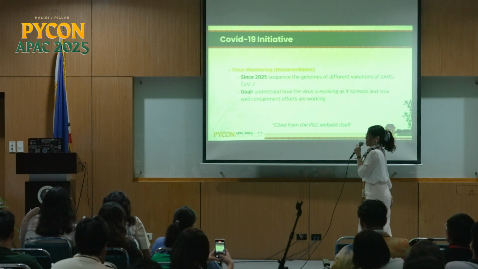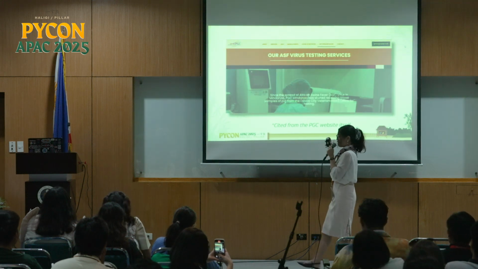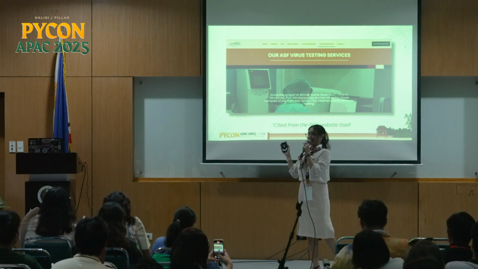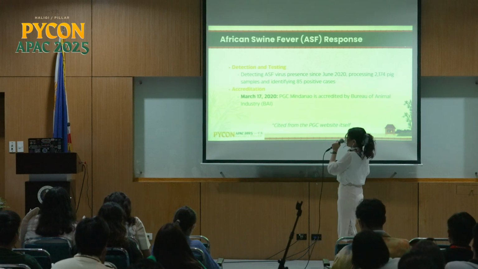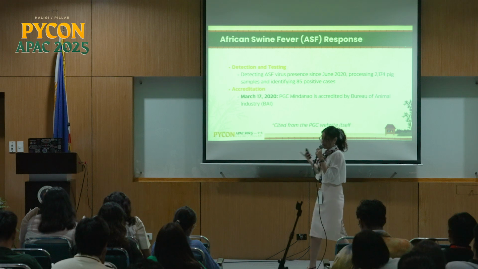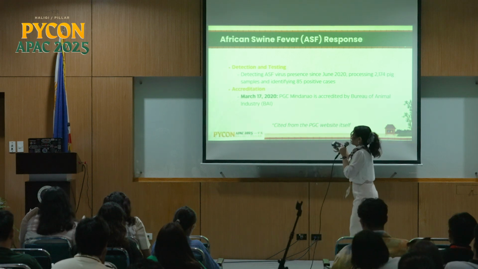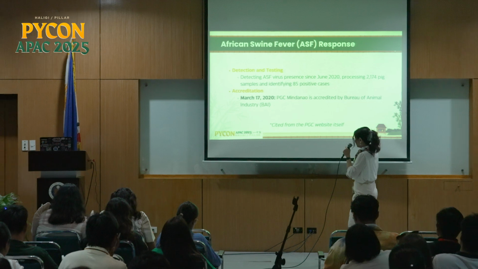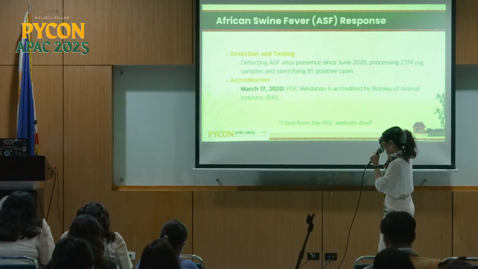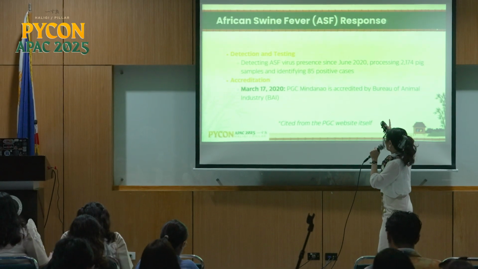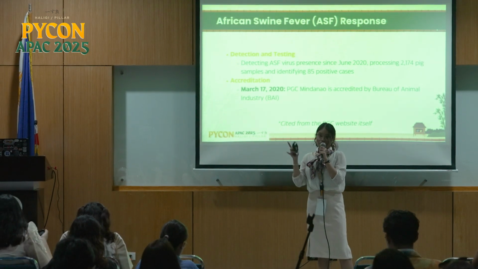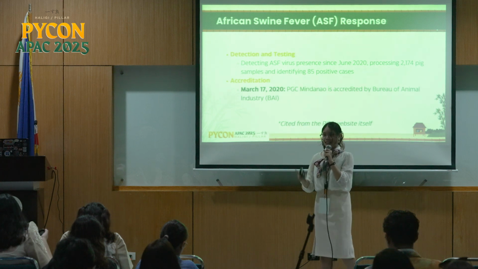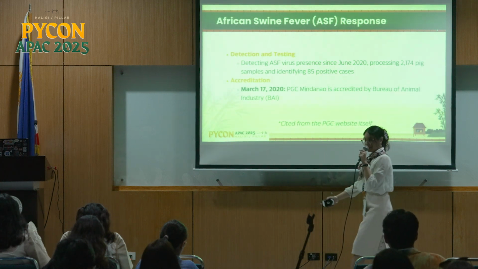Why? Because they want to understand how progressive this virus is, so they know the response for the said pandemic. Secondly, we also have the ASF virus testing response. This one is for the African swine fever response. To be able to respond to this scenario, they have been detecting the ASF virus since June 2020. They already have 2,174 pig samples. Again, bioinformatics is involved here. Bioinformatics has a lot of impact. What is bioinformatics?